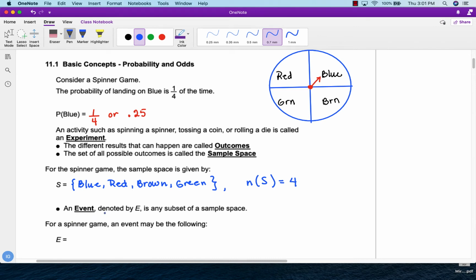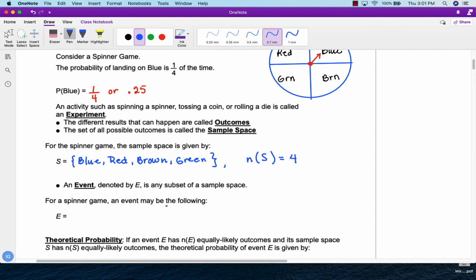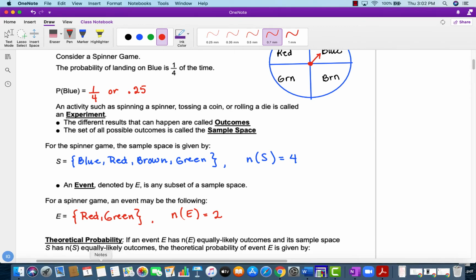An event is noted by E and is a subset of the sample space. Remember, a subset is smaller than the set or equal to. So a subset means only part of the set, okay? So in this case, we're going to say the event, E. I'm just going to write 2 colors, red and green. This is a subset of the sample space, okay? And in this case, the number of elements in the set E is only 2, okay? This is just an example.